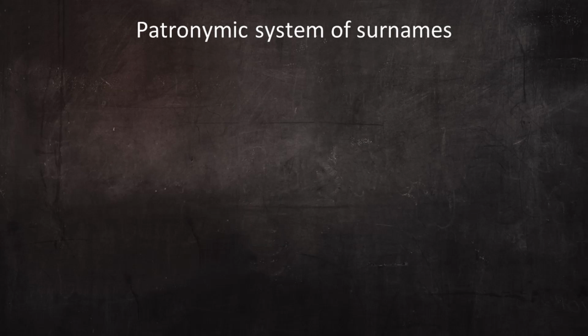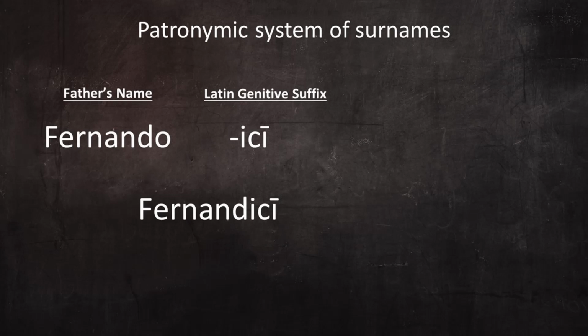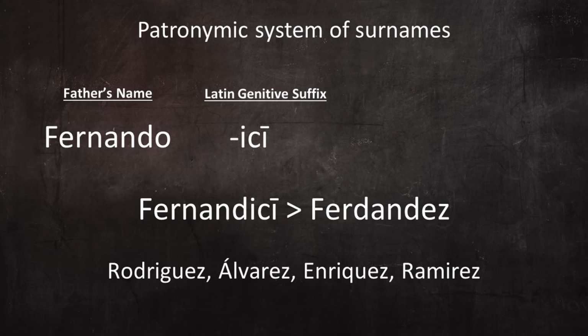During the Visigothic period in Iberia, there was widespread adoption of a patronymic system of surnames. In this system, the surname was derived by adding this Latin genitive suffix to one's father's name. Over time, this suffix underwent sound changes, converting it into EZ or ES. Other surviving examples of these surnames include Rodriguez, Álvarez, Enriquez, and Ramírez. It may be that the Visigoths favored this type of surname because it was the Latinized equivalent of ancient traditions of patronymic naming in Germanic culture.